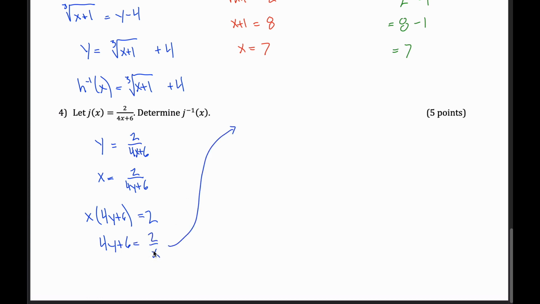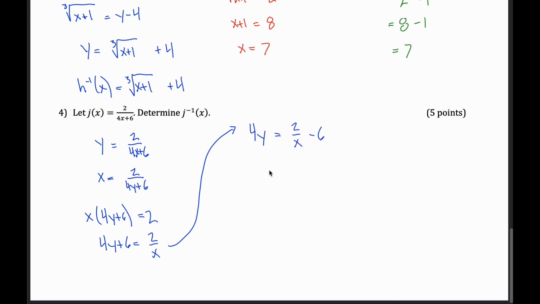I don't know which way is easier. My guess is that maybe more students would do it this way, so I'll do it this way. But just to be clear, if you distributed the x through the parentheses at this step, that's totally correct as well. Either way, our goal is to isolate this y, so maybe we get rid of this 6 next. So we can call it 4y equals 2 over x minus 6.